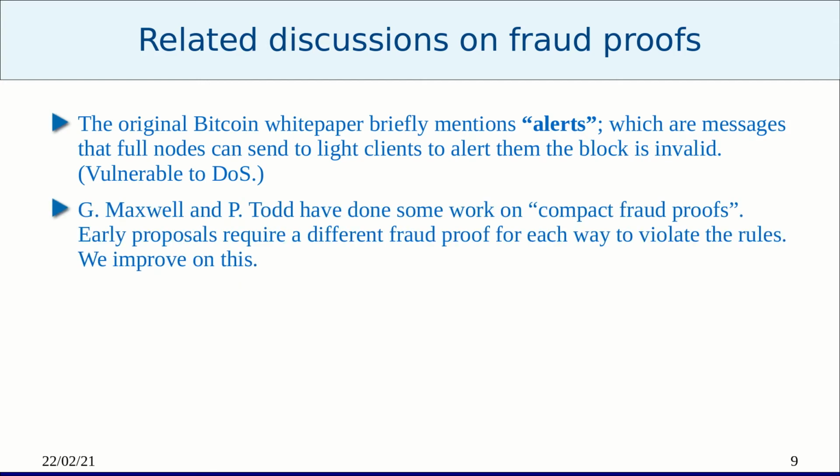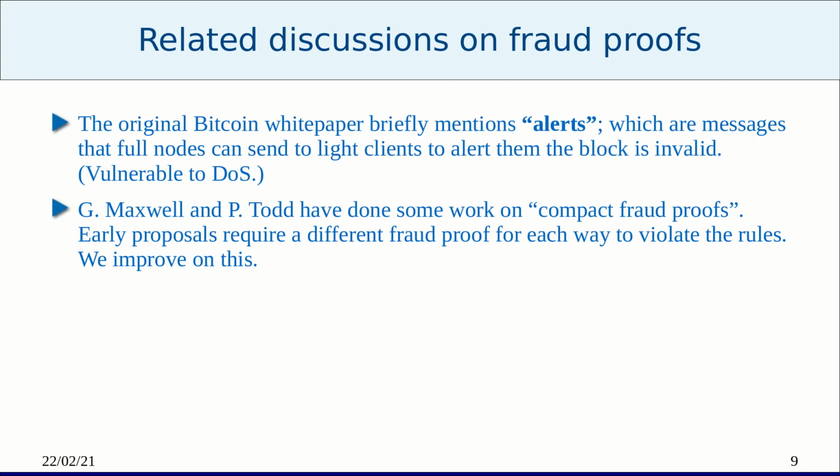Now, recently, a few years ago, there have been some ideas on compact fraud proofs, which instead of sending an alert to a light client to alert them that an entire block is invalid, you basically alert them to say that this specific transaction in this specific block is invalid, and here's a proof for that, and the proof is different depending on how that transaction is invalid. So, for example, if it's spending an input twice, that a previous transaction has already spent, then the fraud proof would consist of that previous transaction to prove that that input has already been spent.